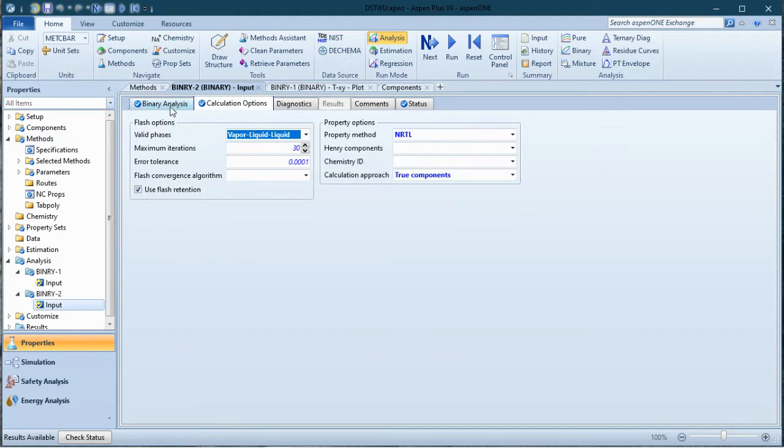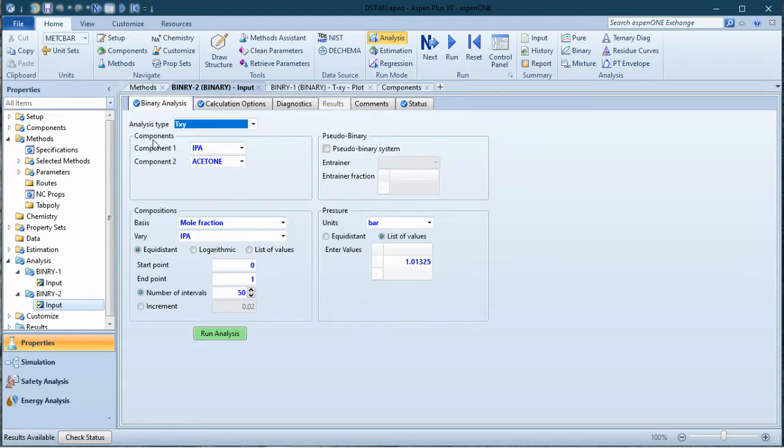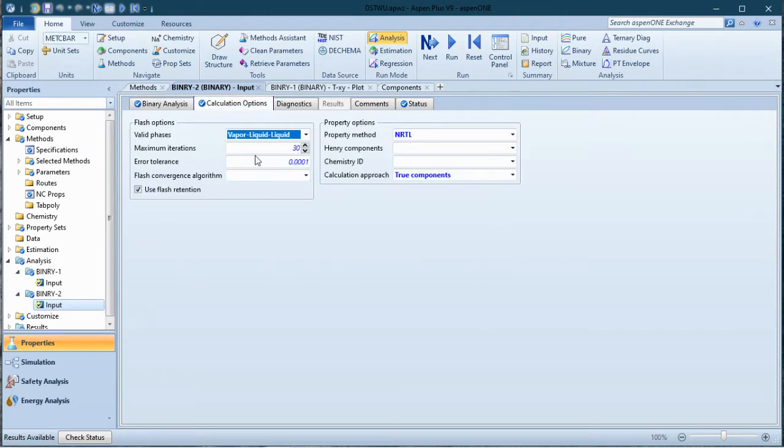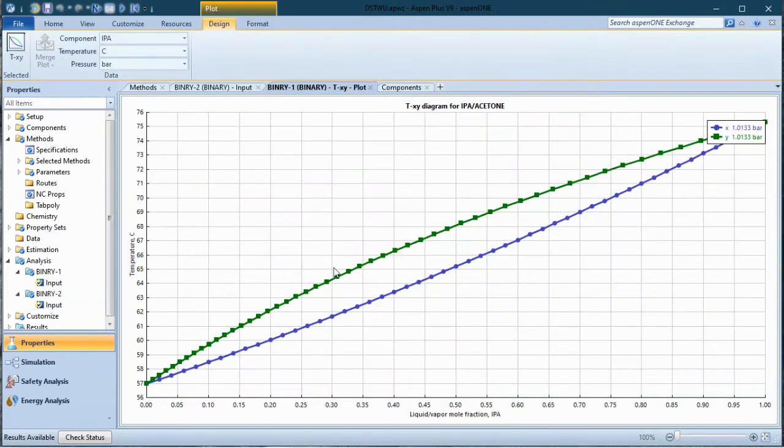We key in all the binary analysis specifications for the component, composition and pressure, and then the calculation option, and we run the simulation to get the TXY plot. This is our TXY diagram for acetone and IPA. And then we go to the simulation.